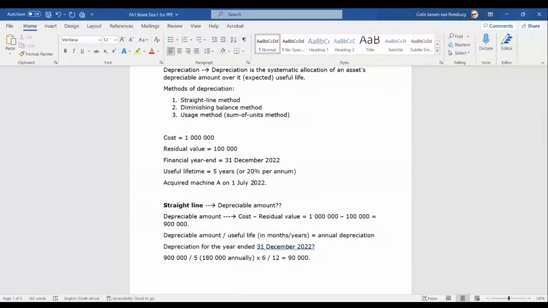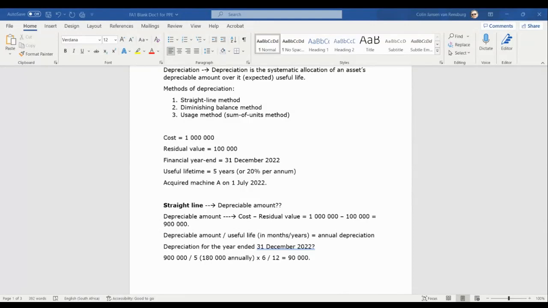But for how many months during the course of this financial year did we have the use of that machine A? We bought it on the 1st of July and our financial year ends on the 31st of December. So my question is, for how many months? You can use your fingers, even I do it. How many months? 6 months. Thank you all. Right, 100% spot on. So we had use of it for 6 months.